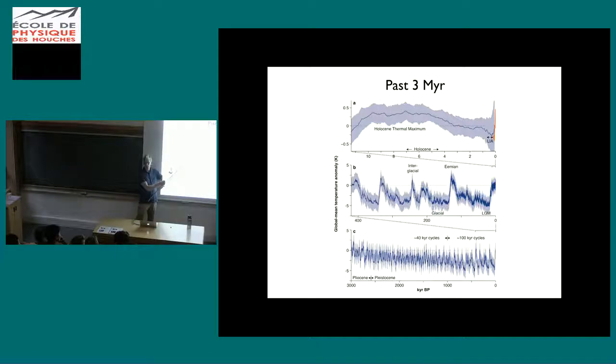Oftentimes when you see these kinds of plots in paleoclimate, time increases to the left because people usually infer the temperatures from some core where you drill deep down and then depth increases to the right. Anyway, this is the more natural convention. And pay attention to the amplitude. This we can reconstruct reasonably well. We have temperature variations of order a Kelvin or so over the Holocene. And there was a Holocene thermal maximum around 8,000 years ago. It was a little warmer than it was at the beginning of the Industrial Revolution, somewhere here.